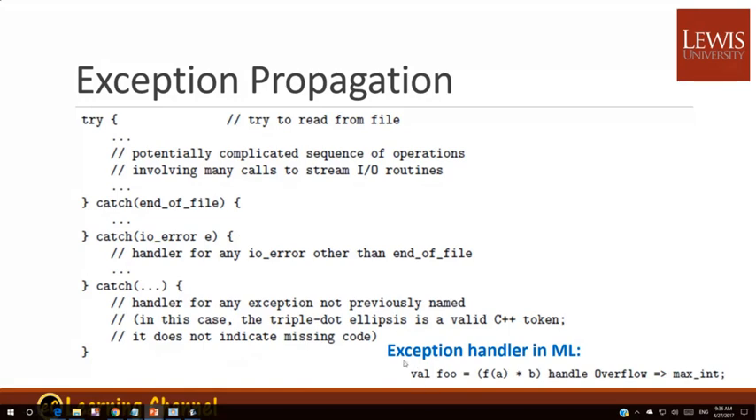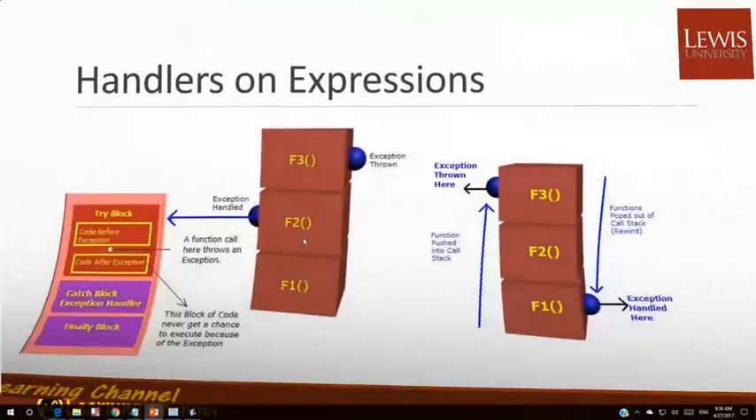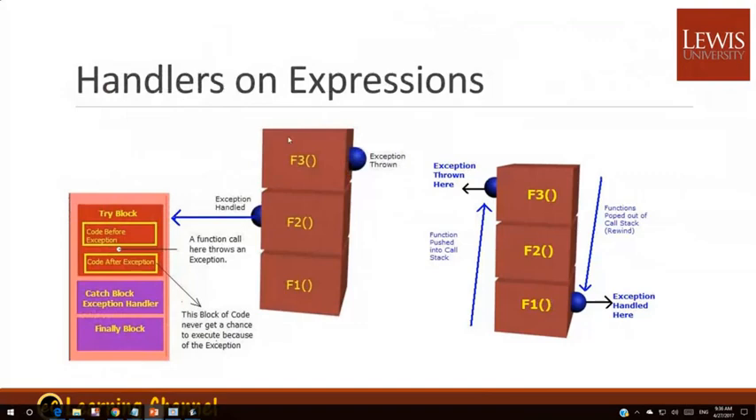And in the ML language, we have the exception handler, that this function will handle such overflow type exception, and will return this maximum integer back to the main program. And right here, we have handler for exceptions. So we have a try block, and you put your try block call over here. And then you have some call that's after the exception.